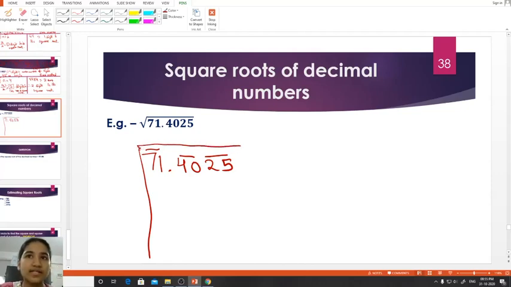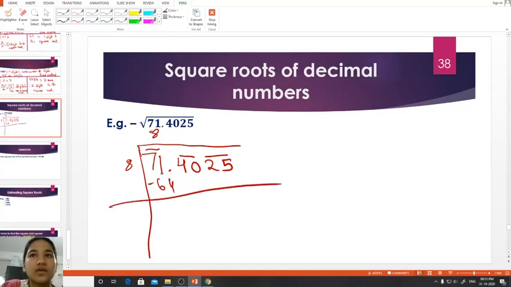Let's see. 71. Near to which number whose square? It should be smaller, right? 6 sixes are 36, 7 sevens are 49, 9 nines are 81. No, it's not. 8 eights are 64. It's going to work. 64. 71 minus 64 is 7.